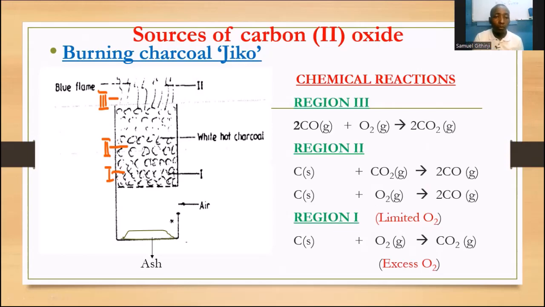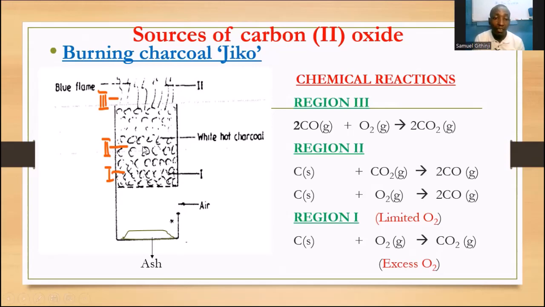So we start with region 1. In region 1, there is enough oxygen getting in from the bottom. Remember, we are describing the equation from the bottom, region 1. Carbon is burning in the presence of excess oxygen to give us carbon(IV) oxide. So in region 1, carbon(IV) oxide is being produced. The gas continues to region 2. Now, carbon(IV) oxide reacts with the charcoal there and forms carbon(II) oxide.